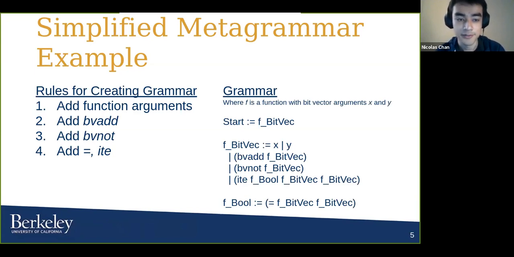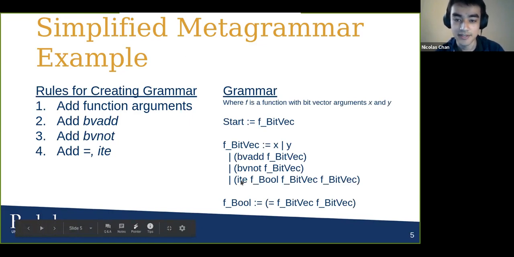You can add other rules. So we have rules 2 and 3, add functions that you can use for bit vectors. So this is bit vector add, which is bit vector addition, and bit vector not, which is bit vector negation. And then you can also have rules that introduce non-terminals for different data types and use those functions. So we have equality, which takes 2 bit vectors and returns a Boolean, and that it's inside the Boolean non-terminal. And then we have ite, which is if-then-else.